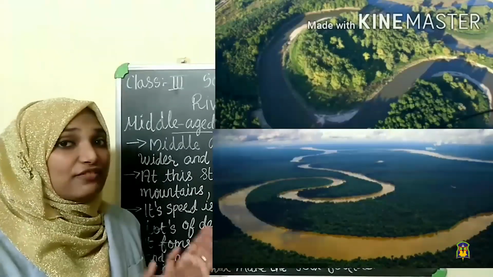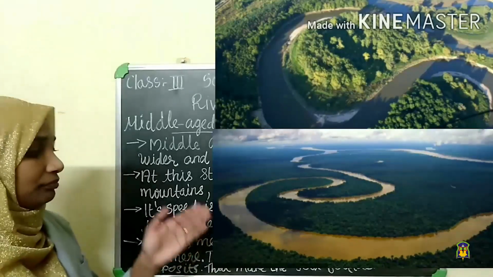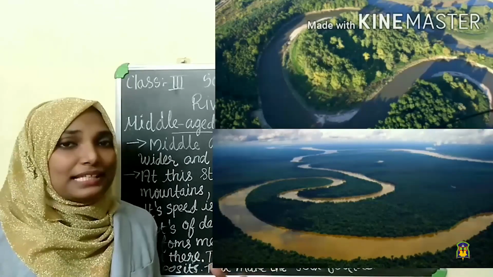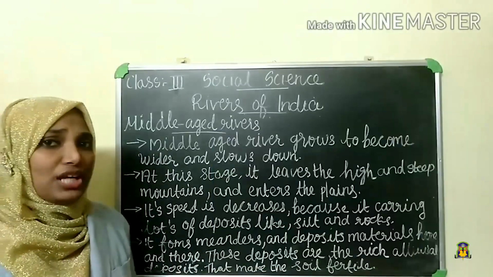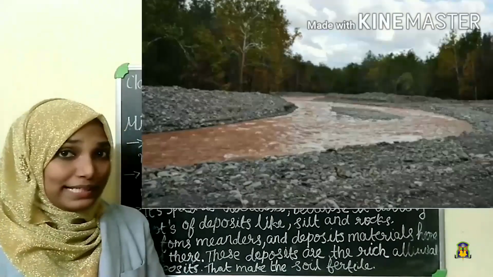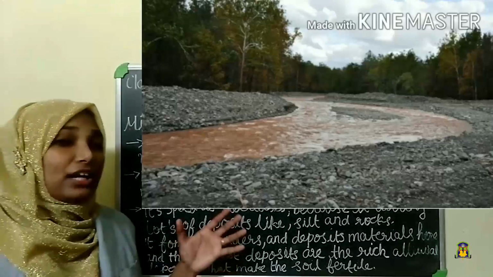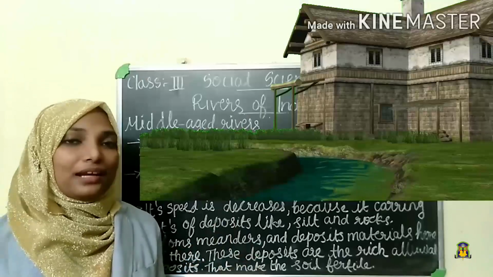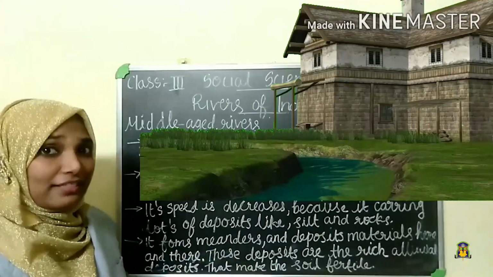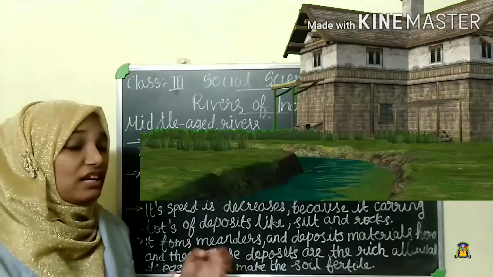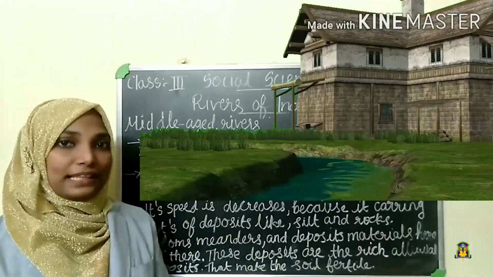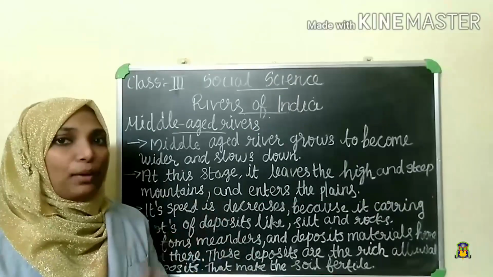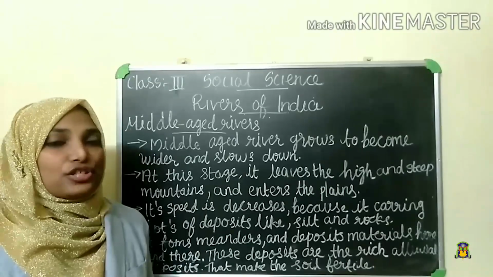So the river forms meanders and deposits materials here and there. And what is the speciality of these deposits? These deposits are rich alluvial deposits, and they make the soil fertile to grow crops. These are the important features of the middle-aged rivers.